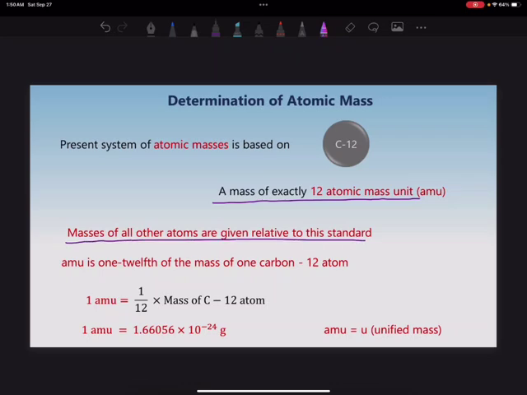Okay, so one AMU is 1/12 of the mass of a carbon atom. For example, 1/12 of the mass of carbon, so that is 1.66056.